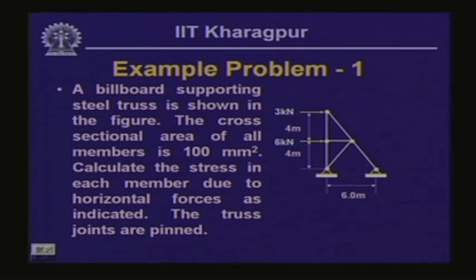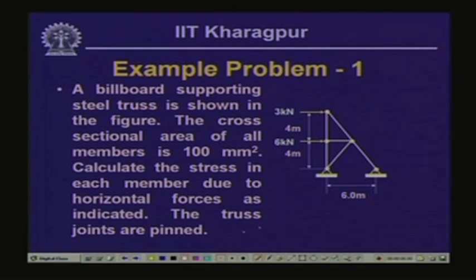Now, we come back to the example which I had given you last time. This is related to the evaluation of the stresses at different points. Now, this is a truss member which is supporting a billboard. The billboard is supported on this. There are two trusses, and the cross sectional area of all the members, let us call this point as A, this point as B, this as C, this as D, and this as E.